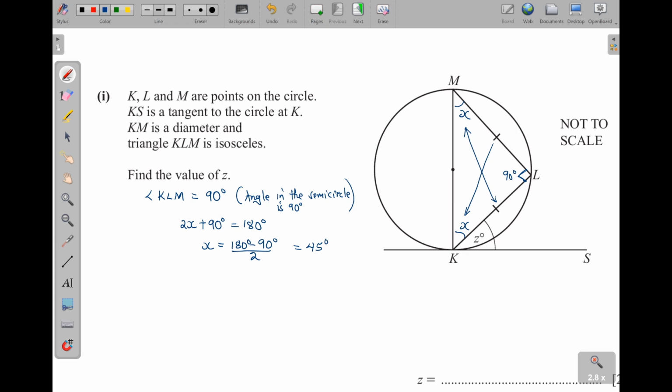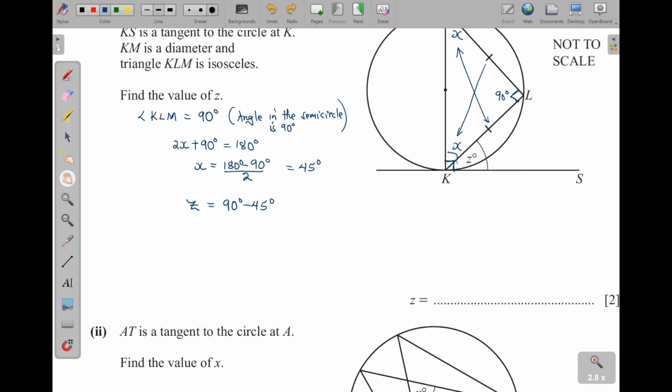Okay. So having gotten this one here as 45, then z is going to be equal to 90 degrees minus the 45, because the angle between the radius and the tangent is always 90 degrees. So I'll get 90 here, then minus the one that I've gotten here. So this will give me 45. So I'll just come here and write my answer as 45 degrees.